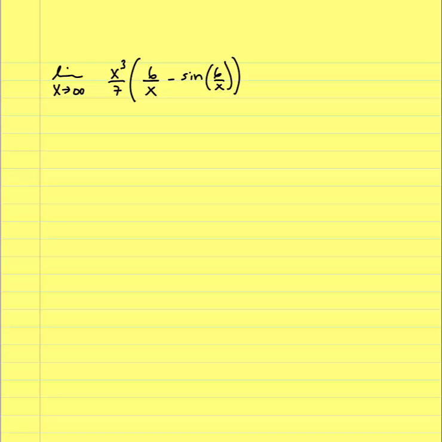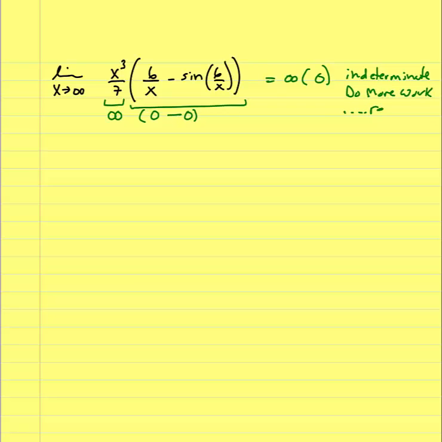Okay, again, the first thing we should do is plug directly in, and if we do that, for this first piece, we definitely get infinity cubed over 7, which is infinity. I can't make infinity signs like a sideways 8. For this piece, as I go toward infinity, 6 over infinity goes to 0. The sine of 0 is 0. So this ends up looking like infinity times 0. So this is an indeterminate form, but it's not an indeterminate L'Hopital. So this is indeterminate. Do more work. And the way I want to do this more work is to rewrite this.